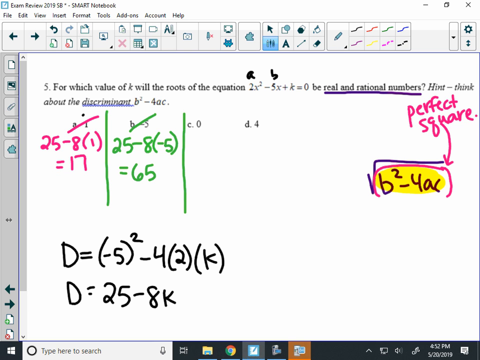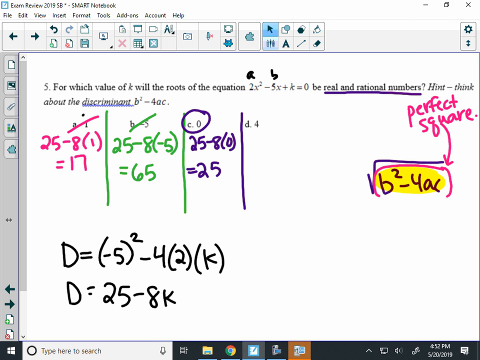For 0, I would have 25 minus 8 times 0, which is 25 minus 0, 25. That's a perfect square. That might be our solution. And let's try 4. 25 minus 8 times 4, well, that's 25 minus 32, which is negative 7. Also not a perfect square. So it looks like C is what's going to be our value here.